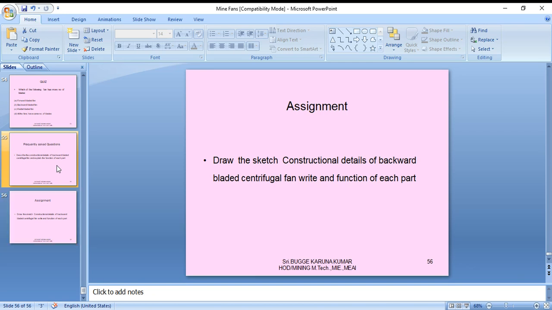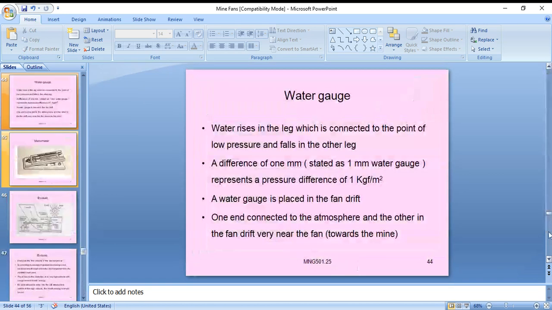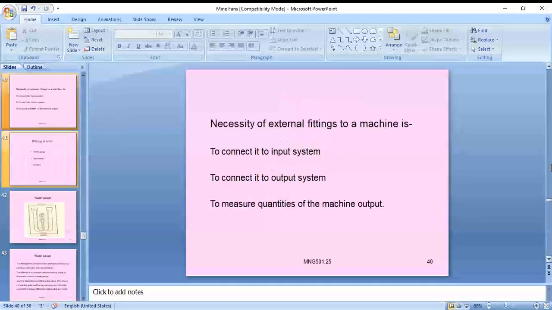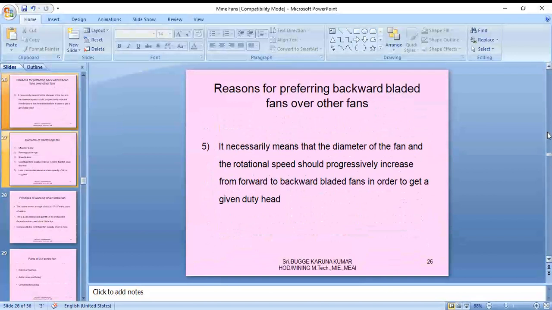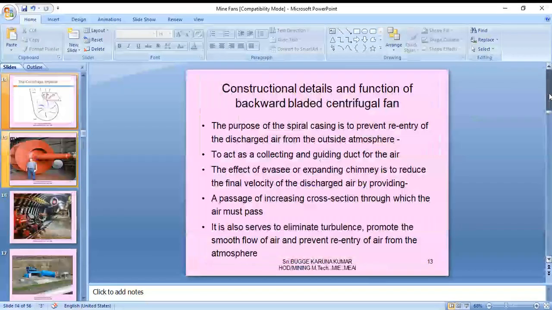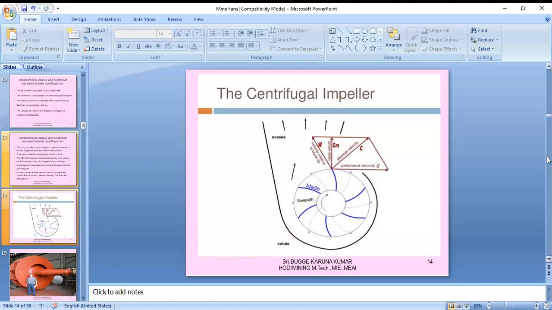So draw the construction details. Here it is described: sketch, draw the sketch. Two, three, four sketches I have already given here. You practice. They are available in standard textbooks also. Yes, this is one figure shown here, and there is another one more also. I gave a neat sketch at the start also. Yes, this is the impeller. This also you can explain during that one.